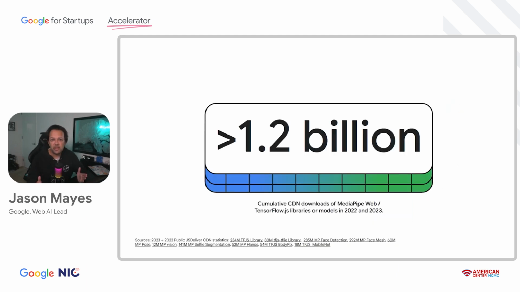Okay, so if you're not yet using client-side AI, I want to illustrate how fast this is growing, as we just mentioned, and why you should take a look before you're left behind. Now, I've only got statistics for Google's Web AI libraries, so worldwide usage is probably higher, but in the last 2 years alone, we averaged 600 million downloads per year of TensorFlow.js and MediaPipe web-based models and libraries, bringing us over 1.2 billion downloads in that time, and we're on track to continue growing in usage.